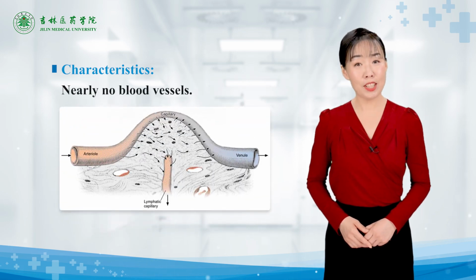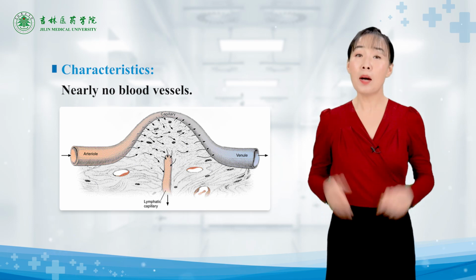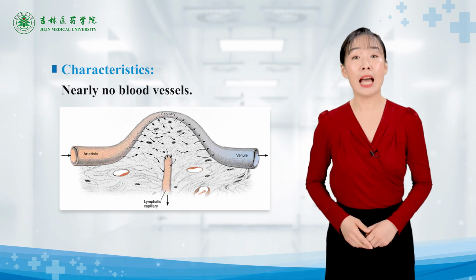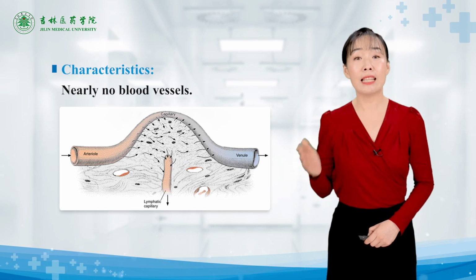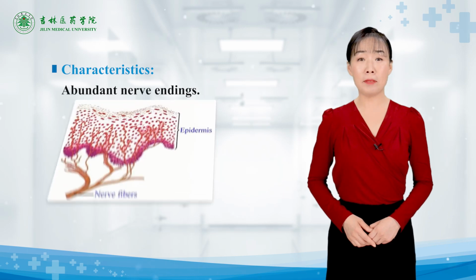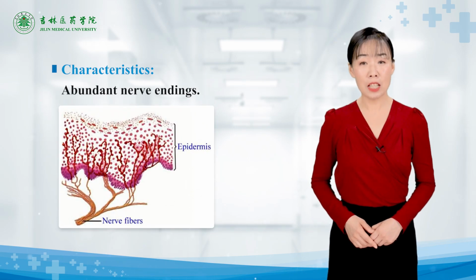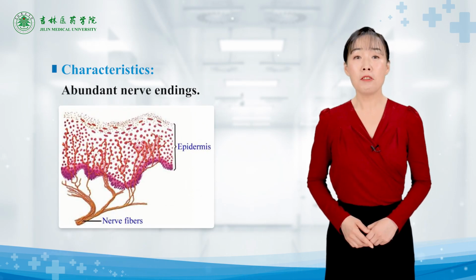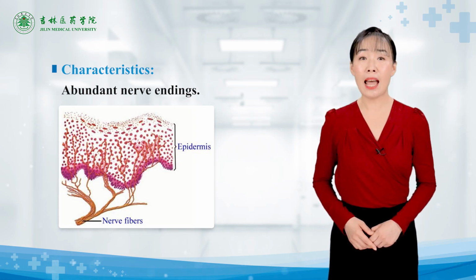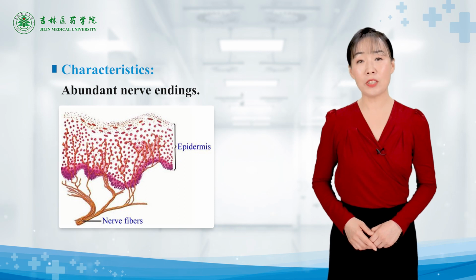Nearly no blood vessels in the epithelium. Blood vessels generally do not penetrate into the epithelium, which is nourished by diffusion. Epithelium has abundant nerve endings. Fine nerve endings pierce the basement membrane and run between epithelial cells.